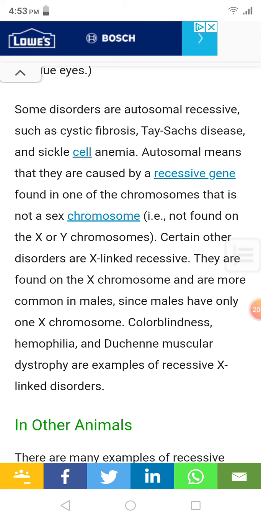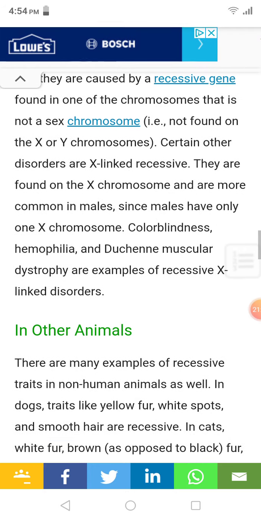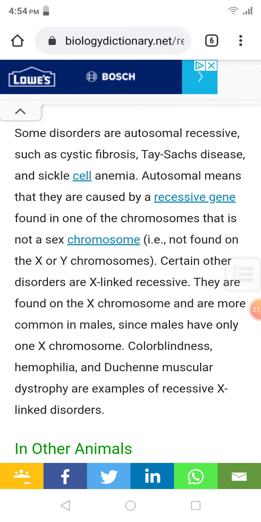Tay-Sachs and cystic fibrosis. So the Tay-Sachs is dealing with a Caucasian disease, technically. And then sickle cell is dealing with a black person disease, technically.